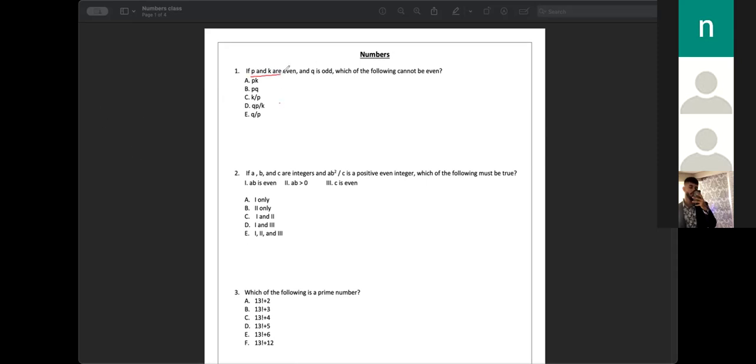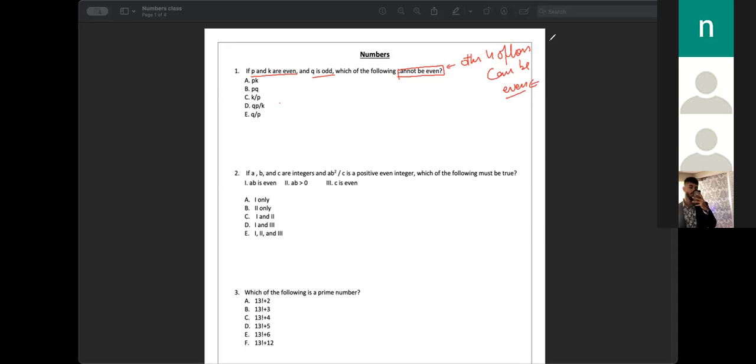P and K are even. And Q is odd. Which of the following cannot be even? Okay. Let's see. Cannot be means the other four options can be even. I mean, maybe for just one case, but the other four can be even. That's what we're looking at.